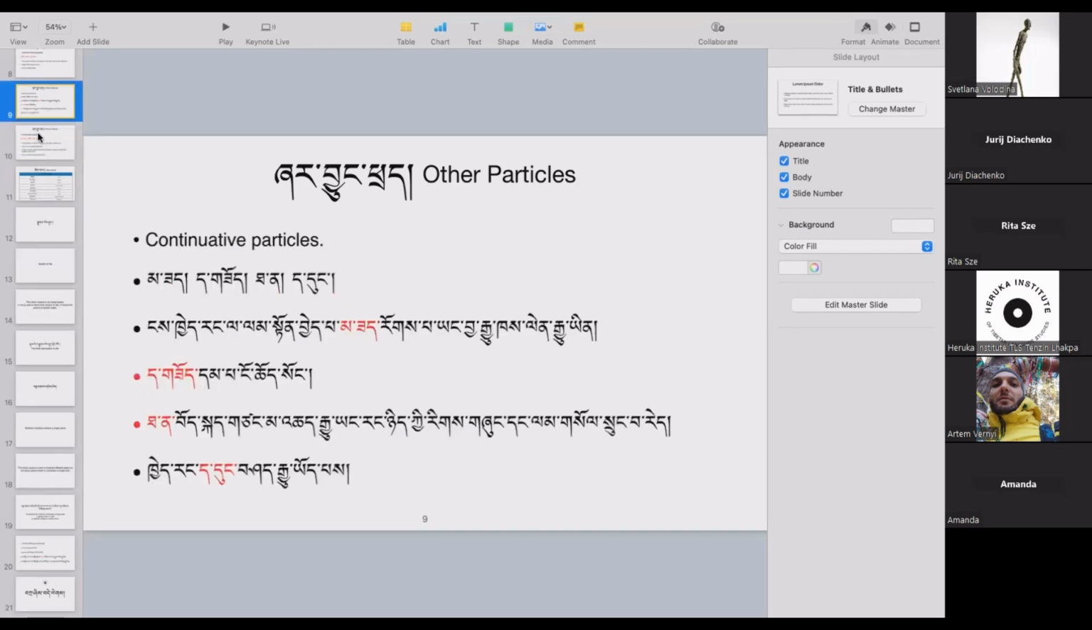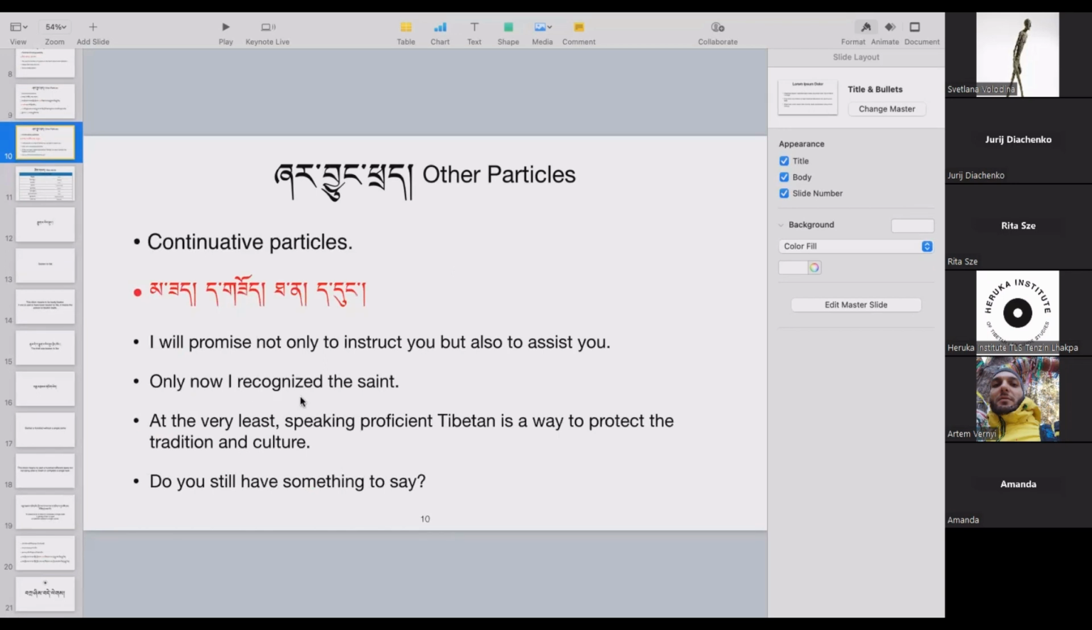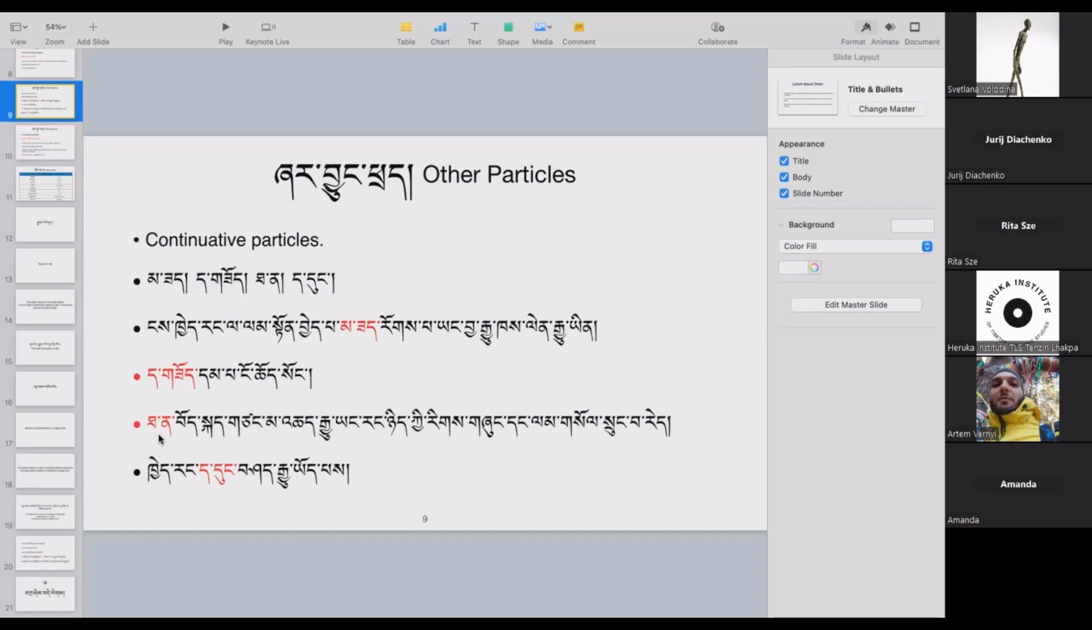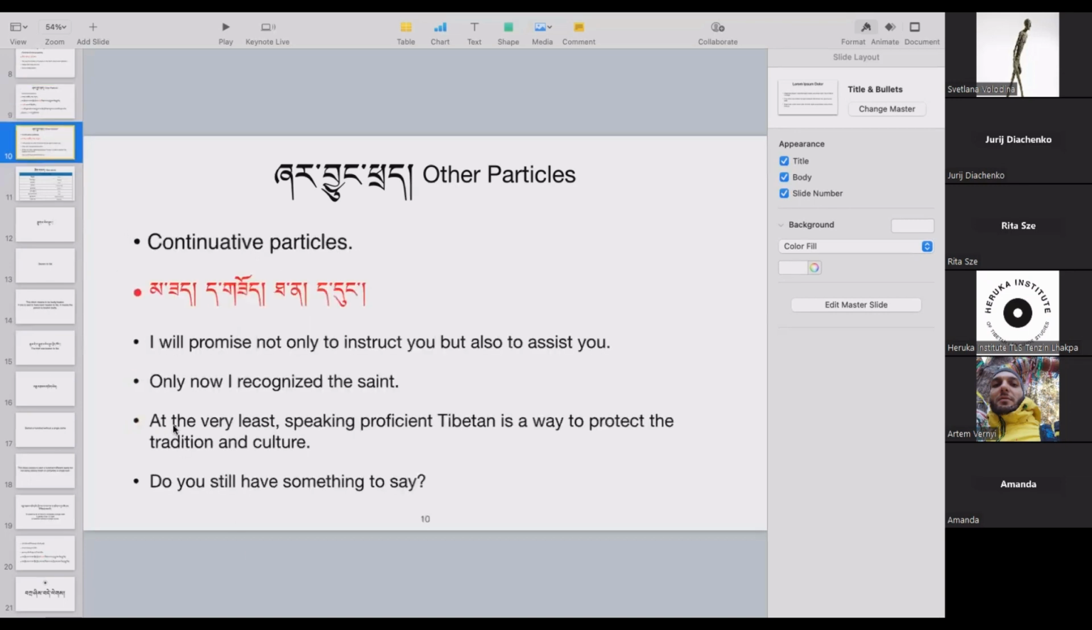Tasu tambang wocheson. Only now I recognize the saint. So, tasu means only now. Tana, pege zangma chegyu yang rengyi ki rikshun tang lamsu sungare. At the very least, speaking proficient Tibetan is a way to protect the tradition and culture.